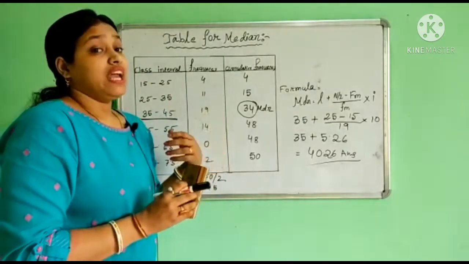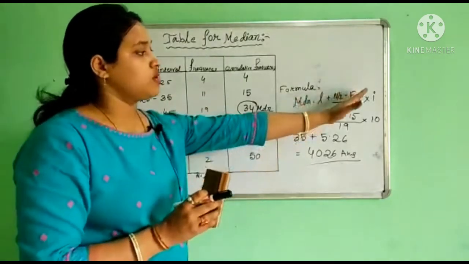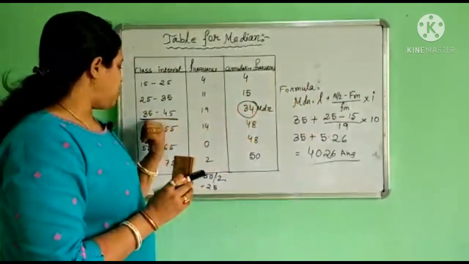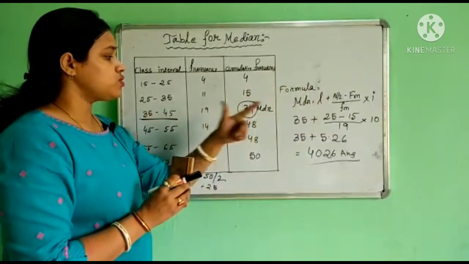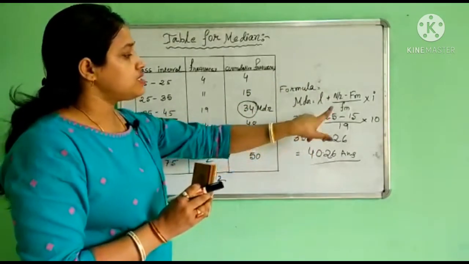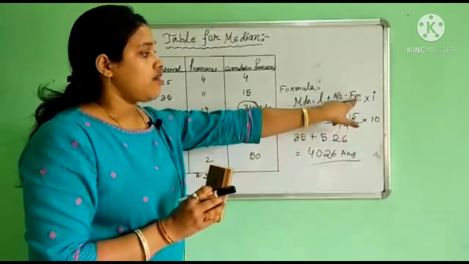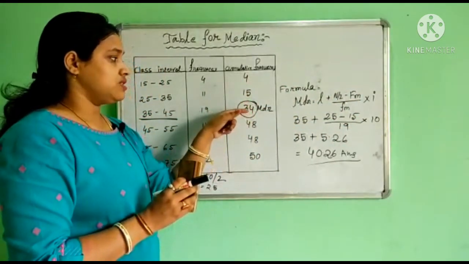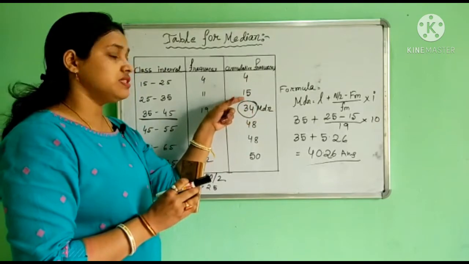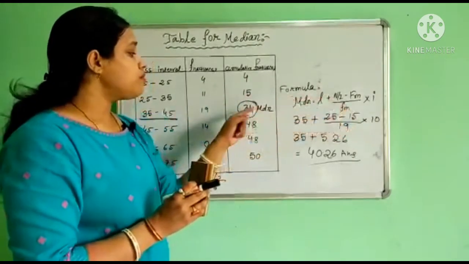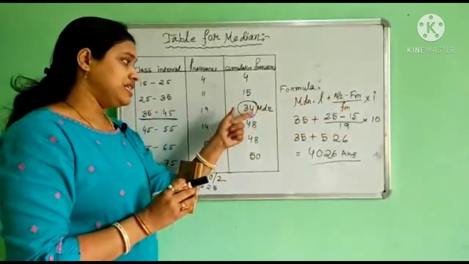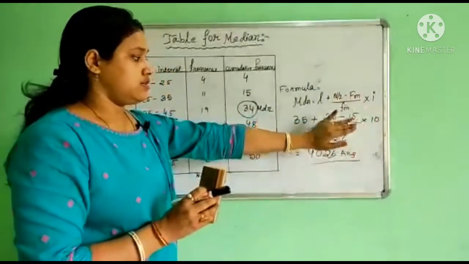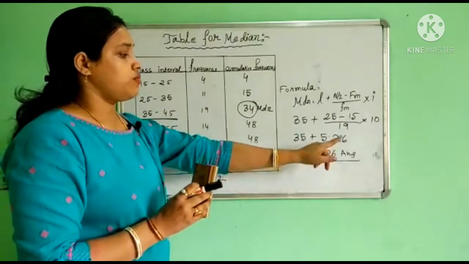After that we can apply our formula. L means the lower limit of the median class. The lower limit of the median class is 35, so we put 35, then plus n divided by 2, which is 25. Fm means the cumulative frequency just preceding the median class. The median class is 34, so preceding means 15. Small fm means the frequency of the median class, so we put 19, then the length of the class interval. After the calculation we get 40.26.